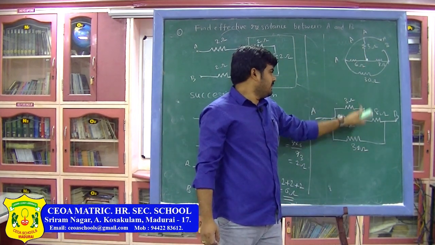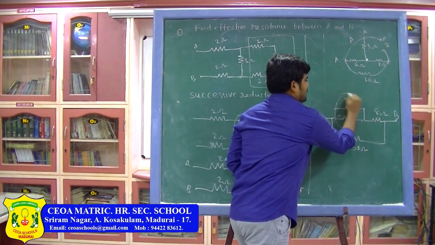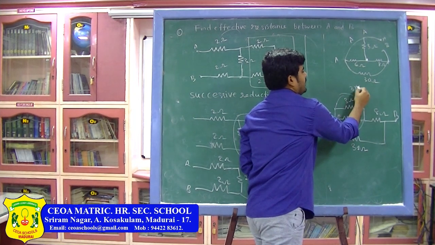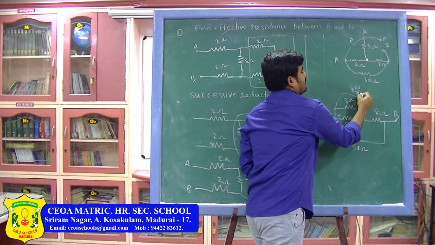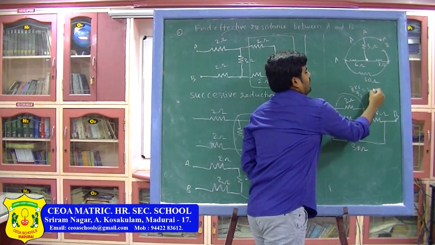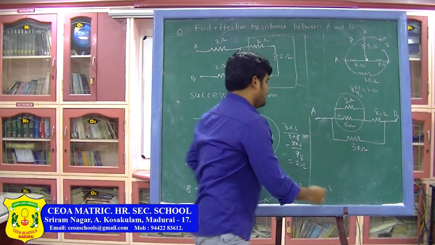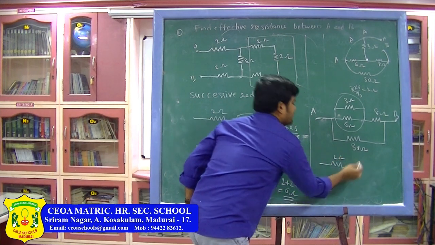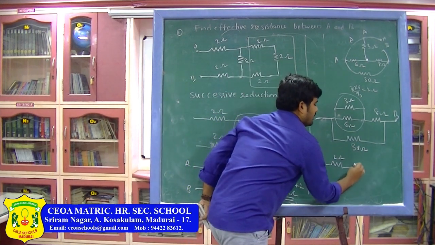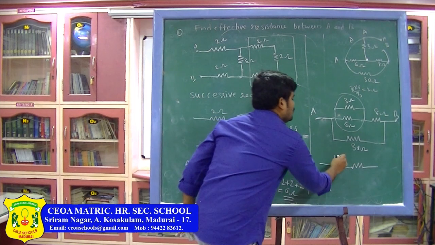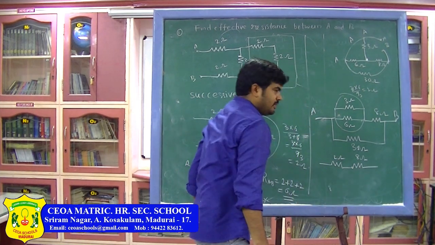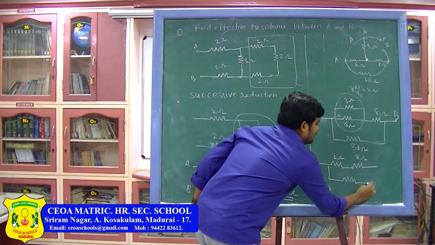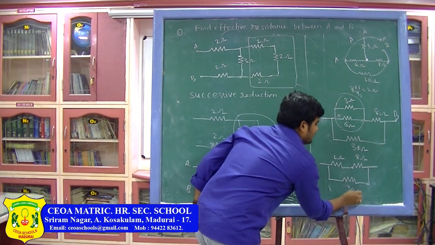Now if you see clearly, 3 and 6 ohm are in parallel. So the value will be 3 into 6 by 3 plus 6, that will be 2 ohm. Now if you redraw the circuit, we got this value as 2 ohm, so I can write it as 2 ohm. Next there is the 8 ohm resistor. This 2 ohm and 8 ohm are in series, and this 30 ohm is in parallel with the remaining 2 resistors. So this is the redrawn circuit.